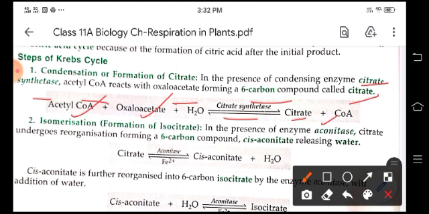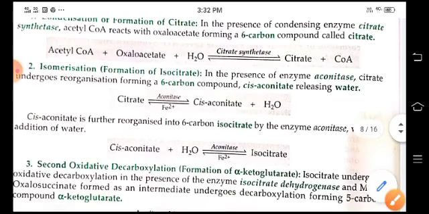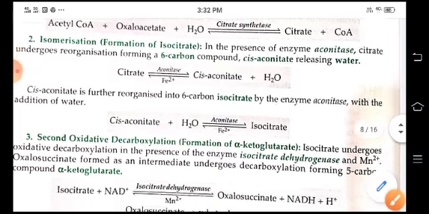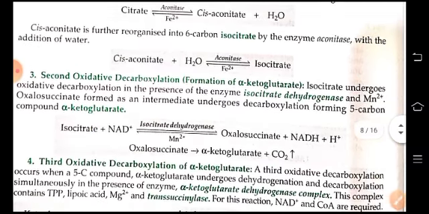Now next step is the formation of isocitrate, or isomerization. In the presence of enzyme aconitase, the citrate undergoes reorganization and forms a 6-carbon compound, that is cis-aconitate, and releases water. So citrate in the presence of aconitase forms cis-aconitate and water. Then this is further reorganized, and in the presence of water and enzyme aconitase, it gives isocitrate.